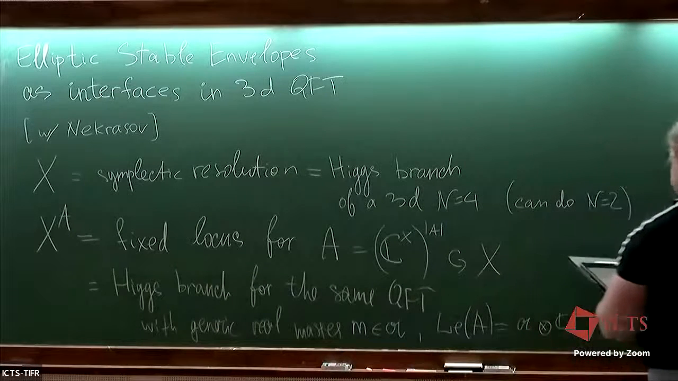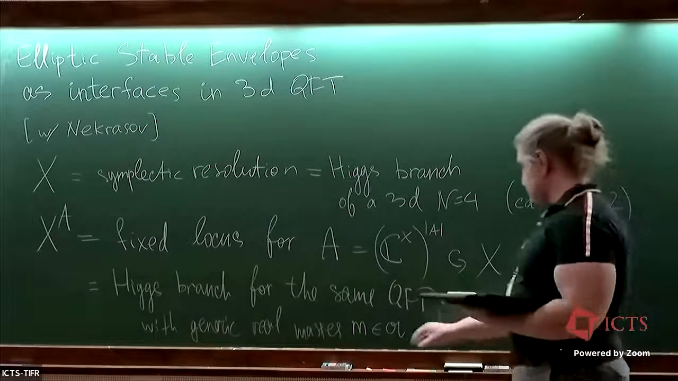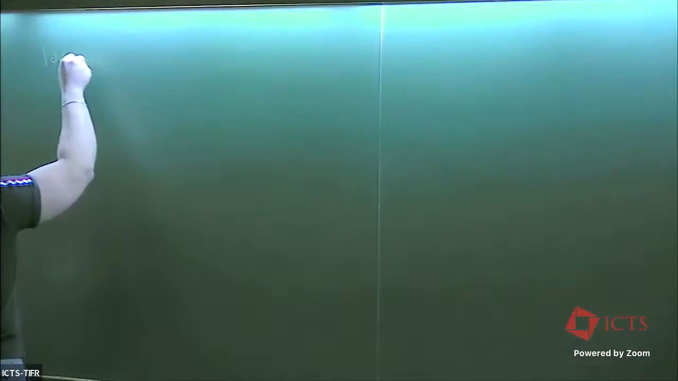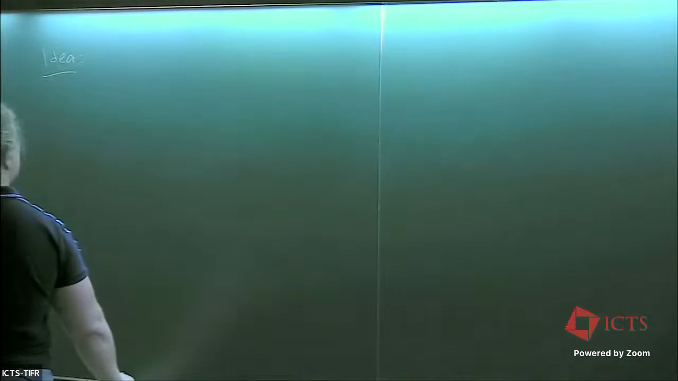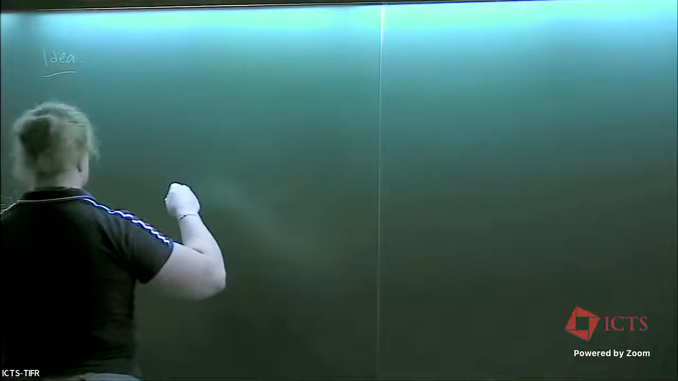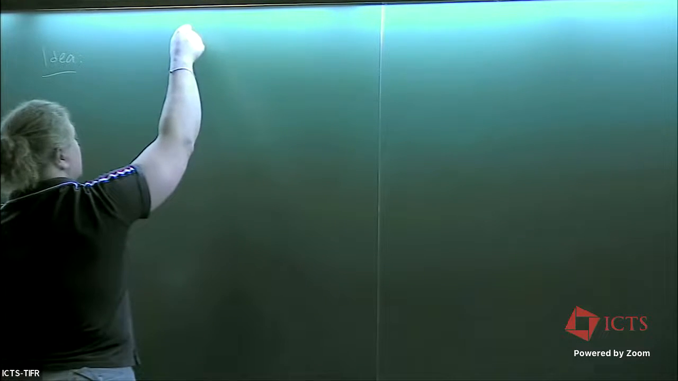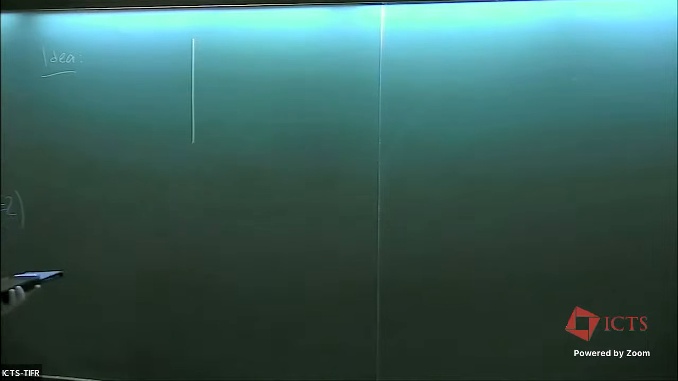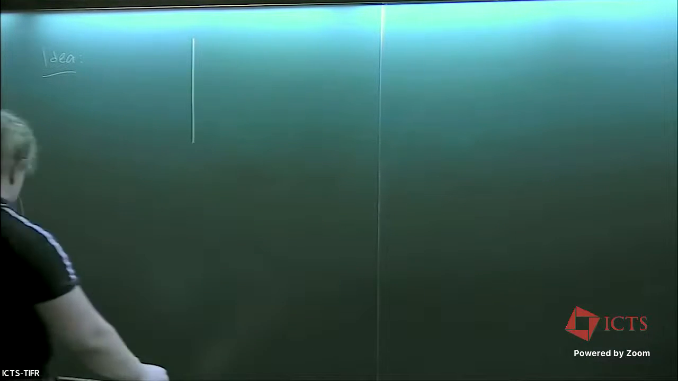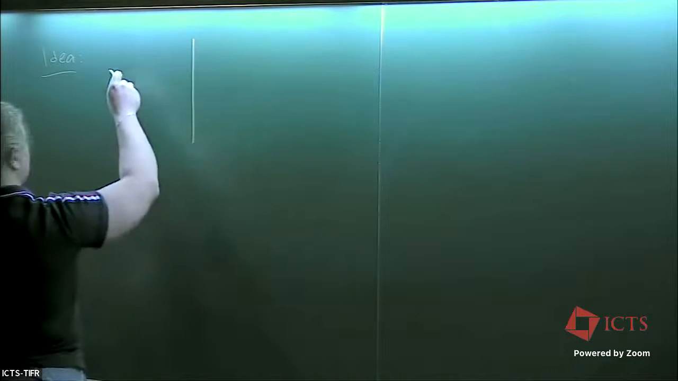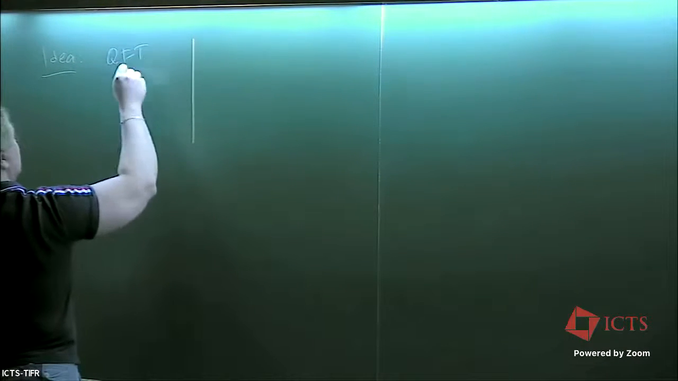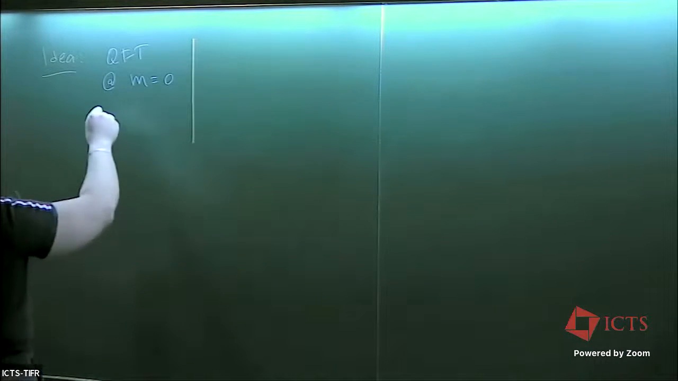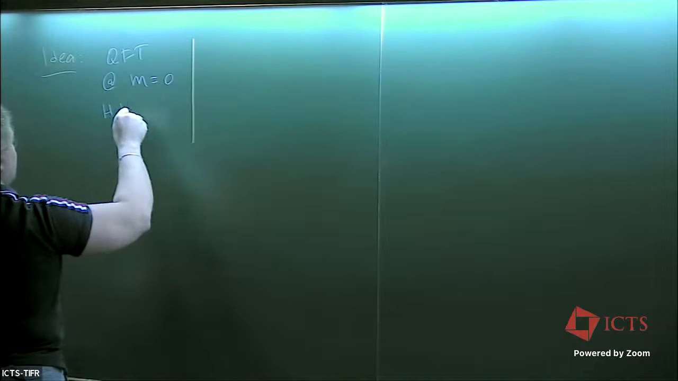And then the key idea is that there exists a natural supersymmetric interface, meaning that there's literally a wall in space on which the quantum field theory lives, such that on the left we have this QFT at 0 masses, and so the Higgs branch of this theory here is X.